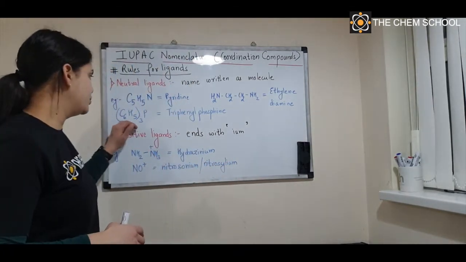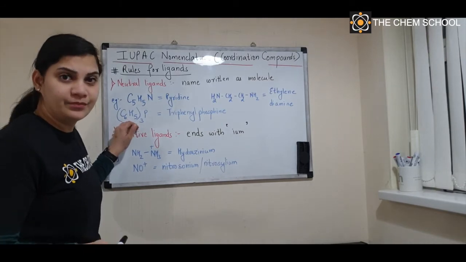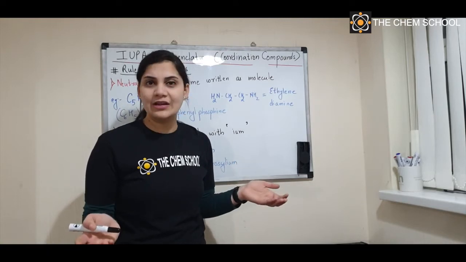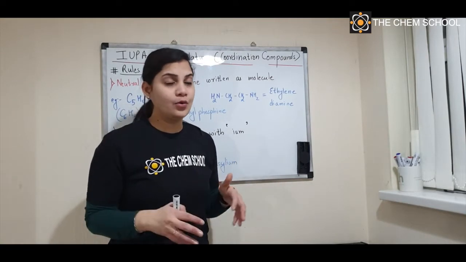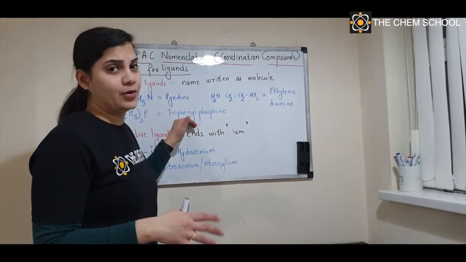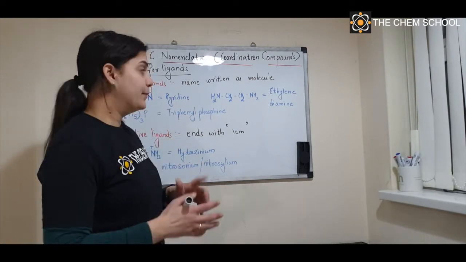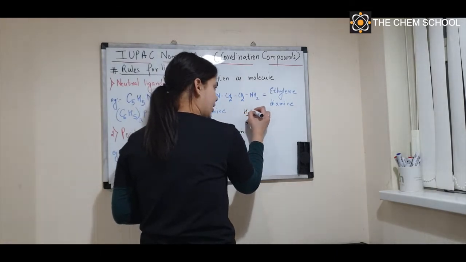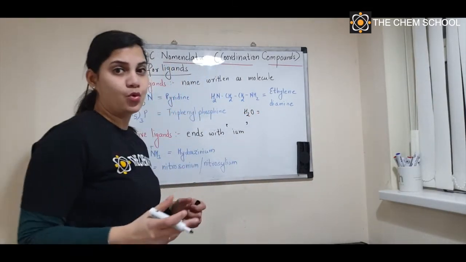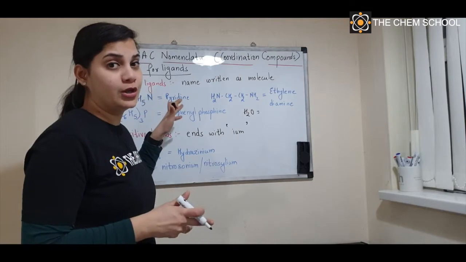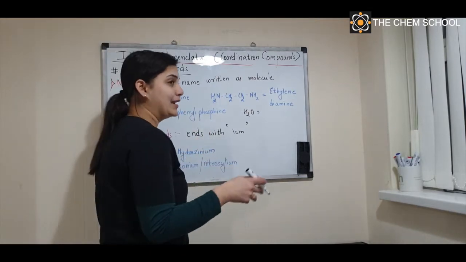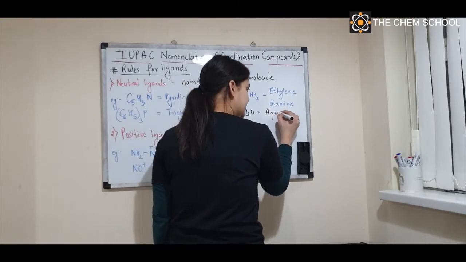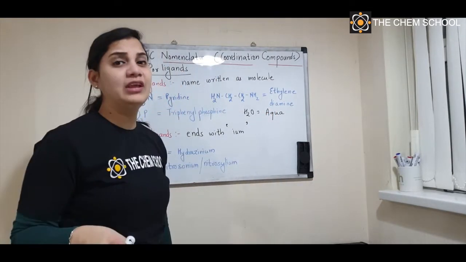The next one is triphenylphosphine. In organic chemistry it is called triphenylphosphine, and even in a coordination compound the name is written the same. But let's assume that you have water, H2O. You do not write it as water. Water is a neutral molecule, but as a ligand it is written as aqua. I repeat, it is written as aqua, and this is very frequently used.